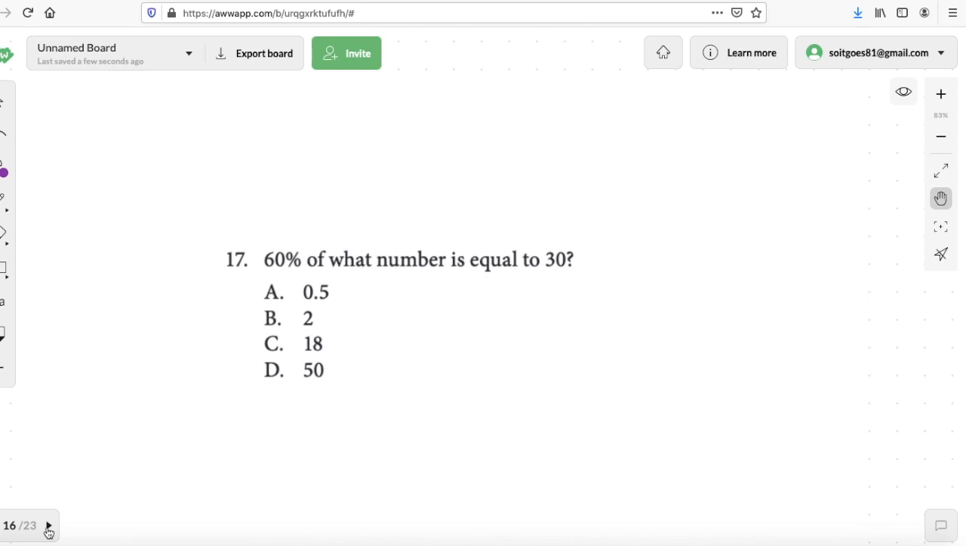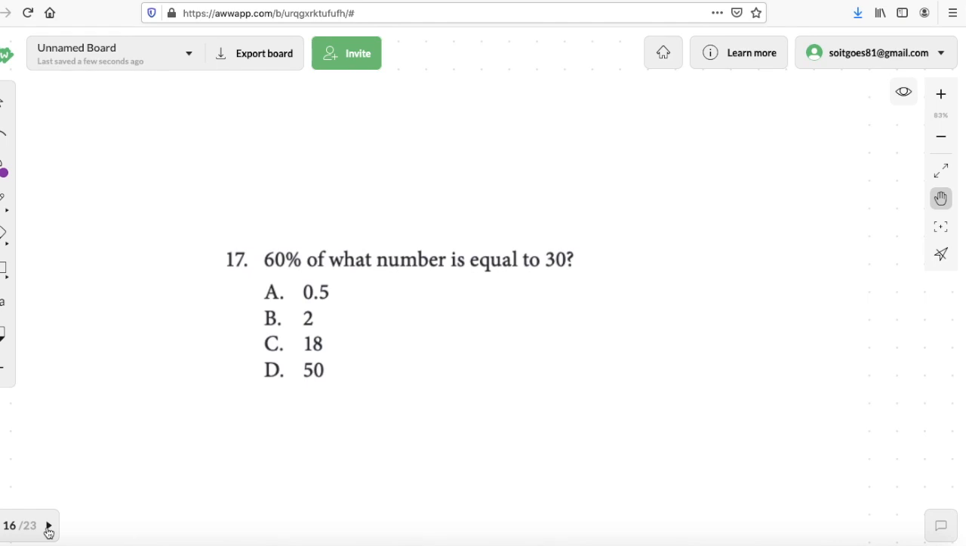Okay, stop for just a minute. Before we do the calculation, before we do the operation, make sure you understand what the question's asking you. 60% is close to like 50%, right? People are generally more comfortable with 50%. People know what that means. It's like half, right? So something a little bit bigger than half of some number is equal to 30. Just look at the answer choices.